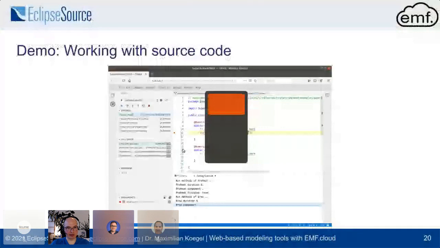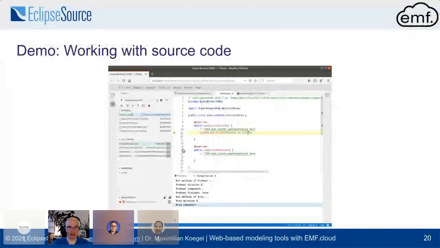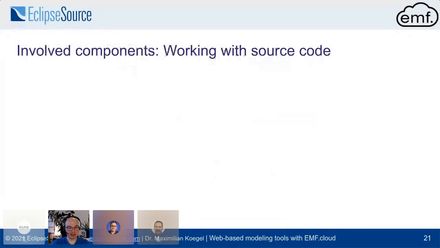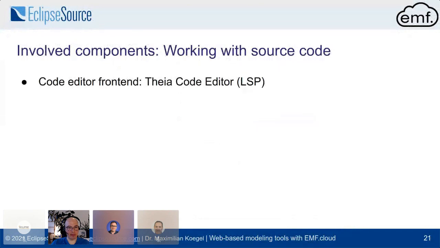How did we get that working? Well, that wasn't a lot of work, at least not on our side. The involved components here are, for the code editor front end, the editor we've seen in the browser, that's the Theia code editor. And it's based on the language server protocol that I elaborated on earlier. For the code editor backend, that's JDT. So JDT-LS is really JDT, but in a language server. So it's the Java development tools from Eclipse, but wrapped into a language server and running in the backend.